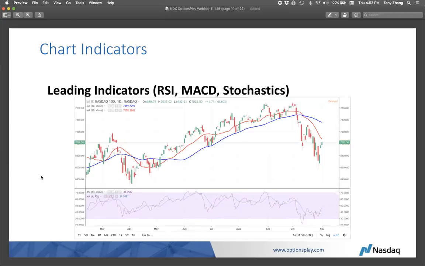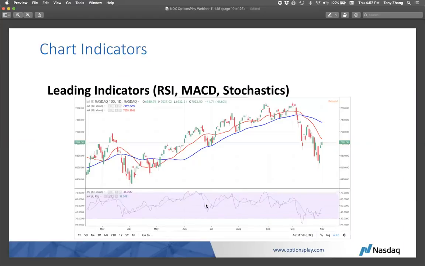So that's really why we want to help you simplify when you're using these leading indicators. And the second thing I want to make sure people understand, as you can see here, I have a chart of the Nasdaq-100 index. I have an RSI, a 14-period RSI, very standard use of this indicator.